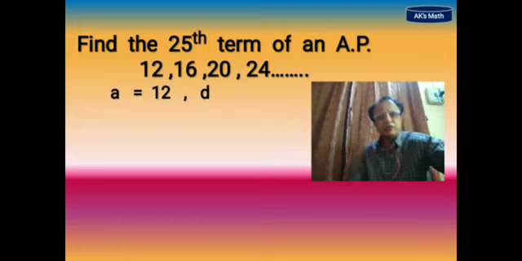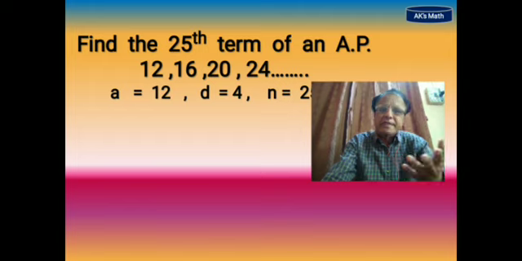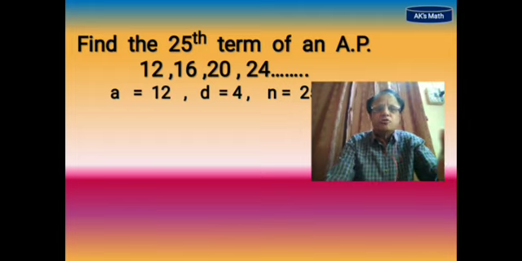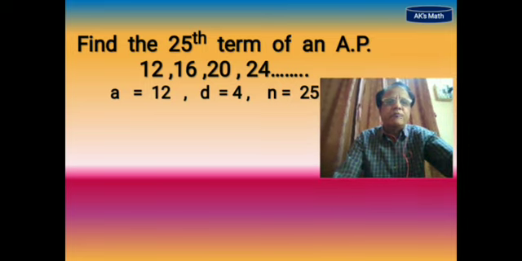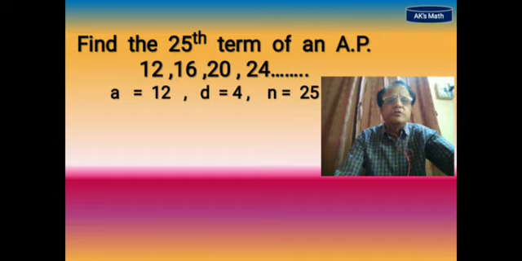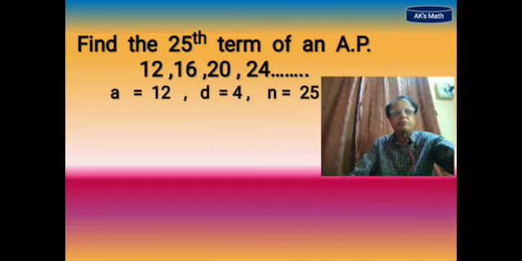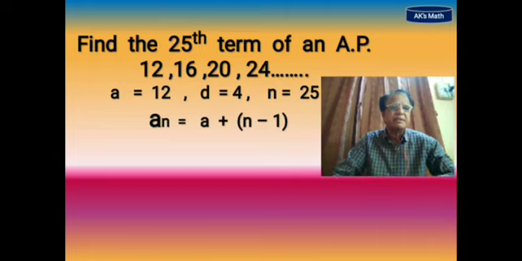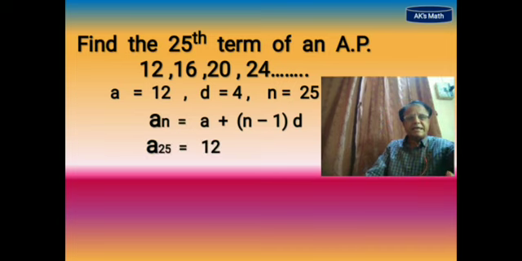a is equal to 12, d is equal to 16 minus 12, which is 4, and n is 25, since we have to find the 25th term. Therefore n is equal to 25. Now apply this formula, which is very useful: an is equal to a plus (n minus 1) into d. Put in the appropriate values and you will get the 25th term.